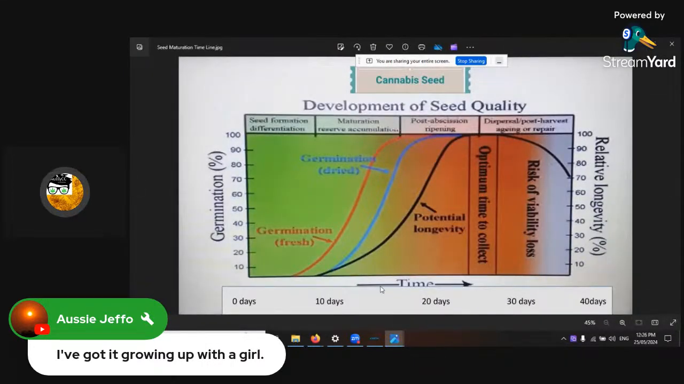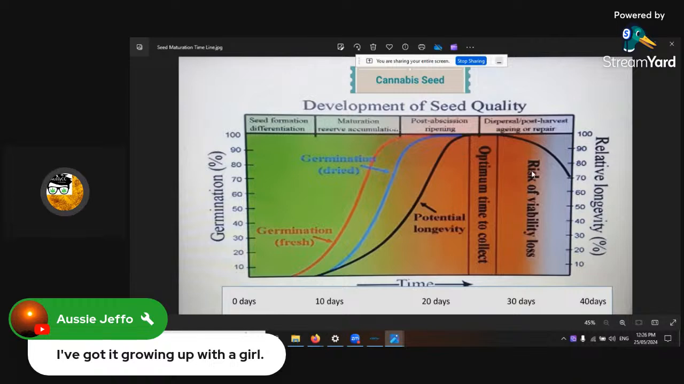Because it takes 20 days odd to produce the seed. So if it gets fertilized at day 45, you'll expect to see immature seeds when you harvest. So then you can know that it's been fertilized, you had a late herm problem. So you can go off this timeline.